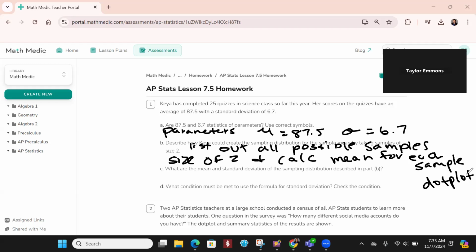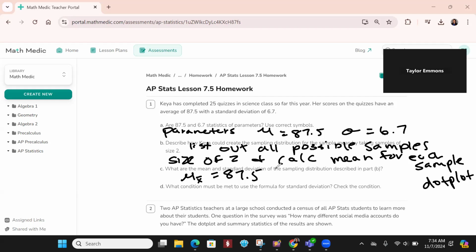Okay, what's the mean going to be? It's going to be the population mean, okay? So mu sub x bar is 87.5. Now standard deviation. What is our formula for that? Okay, so you're doing standard deviation divided by the square root of n. And what is that going to give us? The sample number, how many? Divided by the square root of 2, which is 4.74.